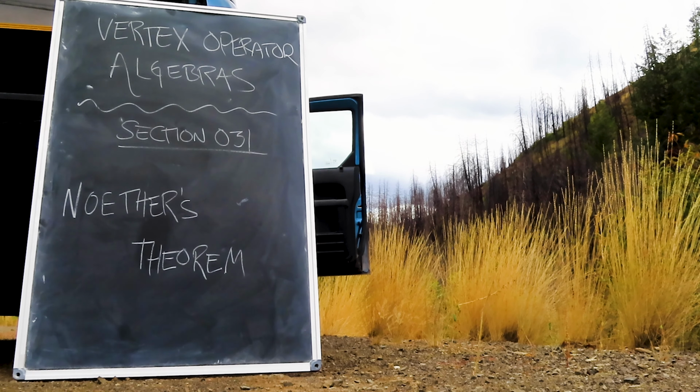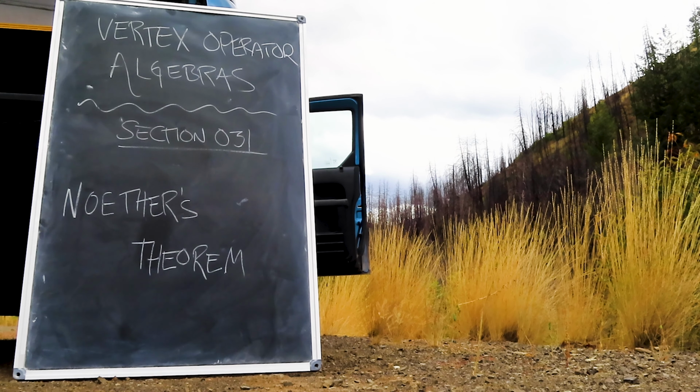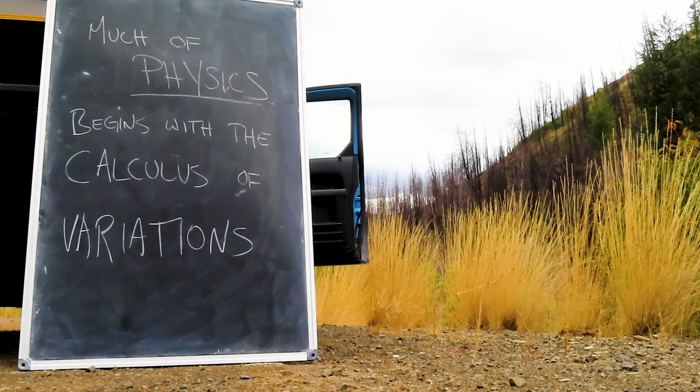Despite its origins over a century ago, Emmy Noether's celebrated theorem lives on as a foundational insight that relates symmetries of a physical system to its conservation laws. But first, of course, the preliminaries. Much of physics is represented as problems in the calculus of variations, which you can think of as an optimization problem over a certain space of continuous functions of space and time.